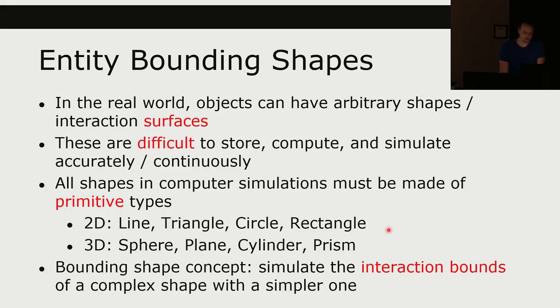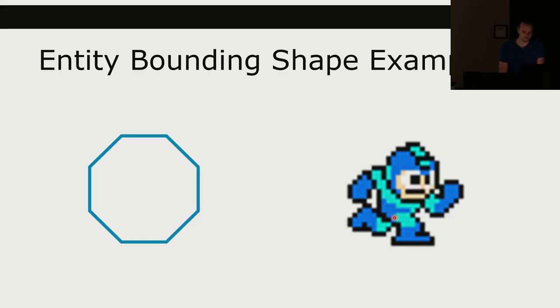But in this course, we're going to talk about just a simple bounding shape concept. So we are going to simulate the interaction bounds of a complex shape with a simpler one. For example, let's say in our game, like assignment 2, we have an octagon. Well, you can think about having to detect if an octagon truly interacts with something else. You've got to detect if each of its sides collide with each of the other sides, or maybe each of the points, do they lie within another polygon, etc.